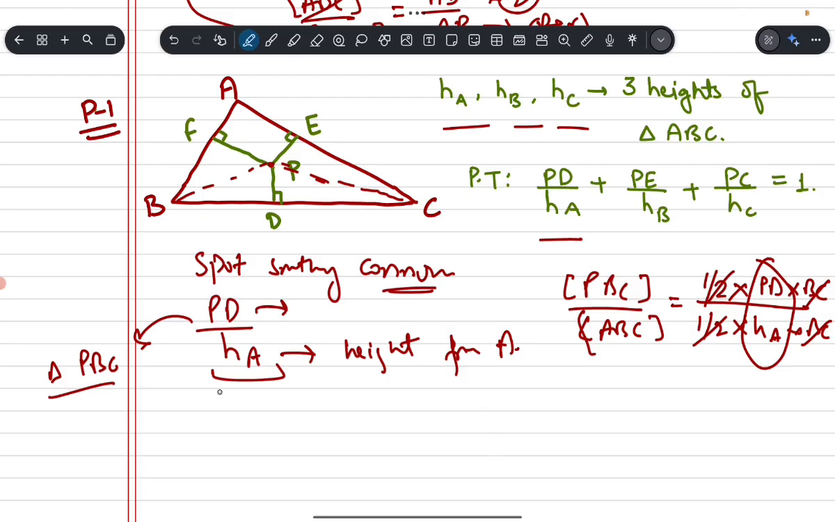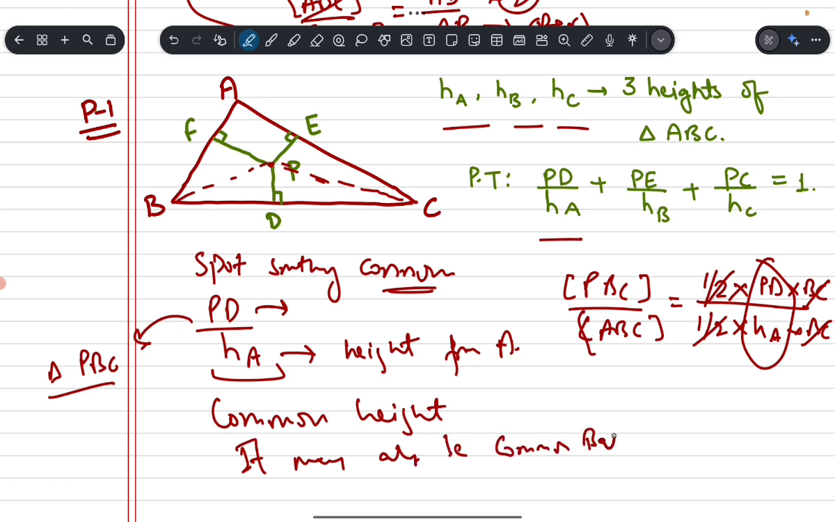So what we can realize from this problem is it's not always the common height. It may also be a common base. In this case, we had the common base BC. For both of the triangles ABC and PBC, the common base is BC, which will get cancelled, and the ratio of their areas would be the ratio of their heights.